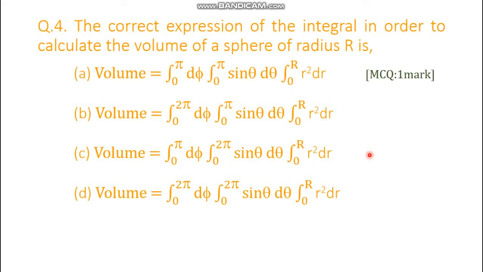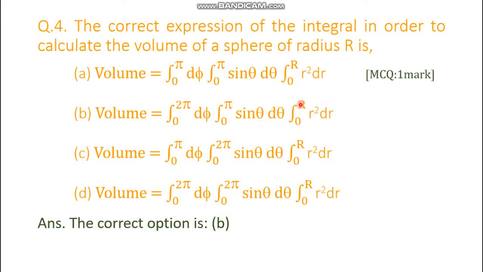Next, the correct expression of the integrals in order to calculate the volume of sphere of radius r is what? The radius is r and spherical coordinates like theta and phi. Okay, so the volume of sphere, this is MCQ, it is having only 1 mark. The correct option is option B. In option B, theta has the maximum value twice pi. Phi has the maximum value twice pi, whereas theta has the maximum value pi. So this option is the correct option.